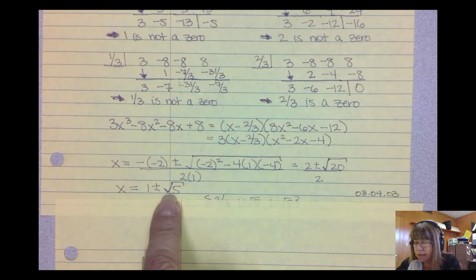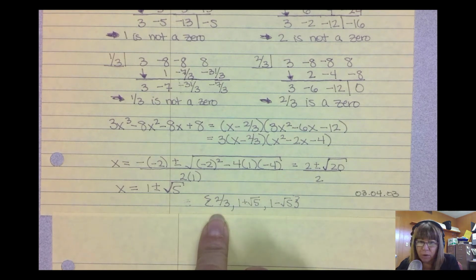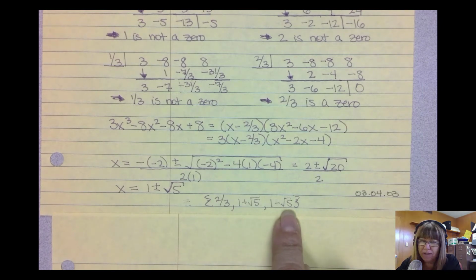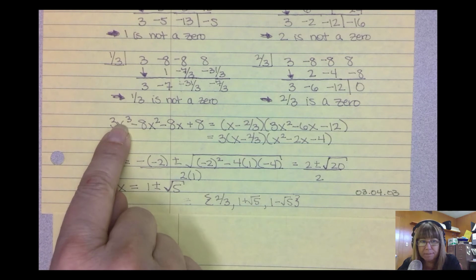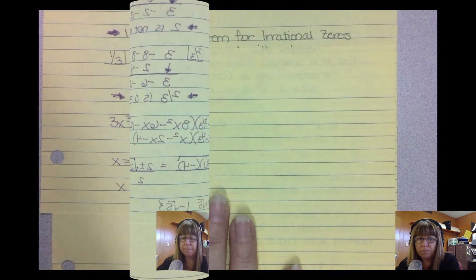So using my rational zero theorem, I found one of my answers was 2/3, and using the quadratic formula, I found my other two solutions were 1 plus the square root of 5 and 1 minus the square root of 5. So again, we had a third degree polynomial, and I've got 3 real solutions. Now that doesn't always happen. I just want to put that out there. It's at most 3, and we found all 3, so we know we can stop. There's nothing else to do here.